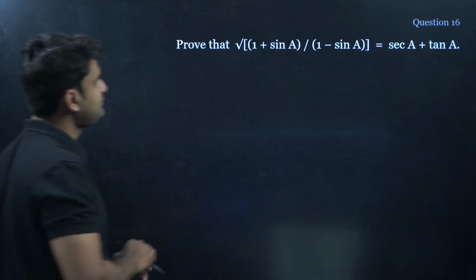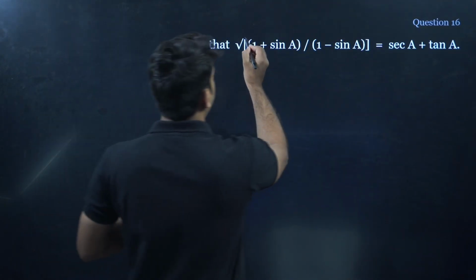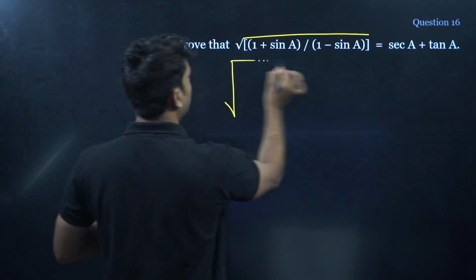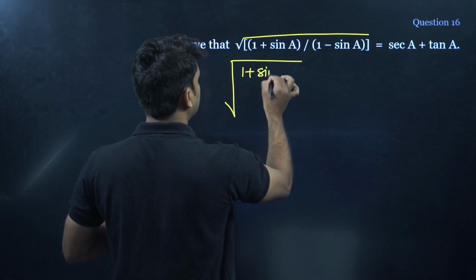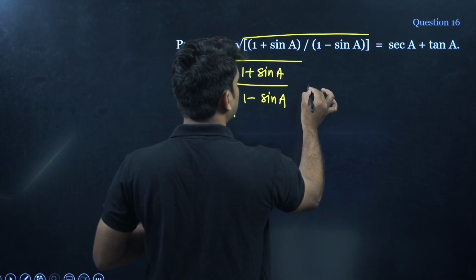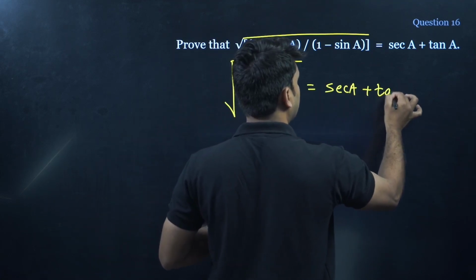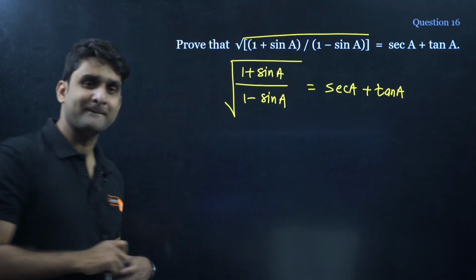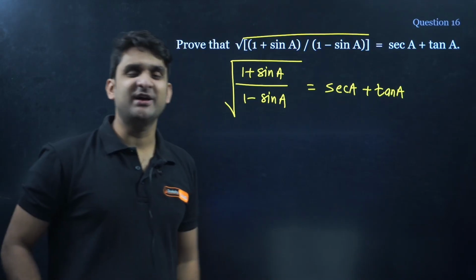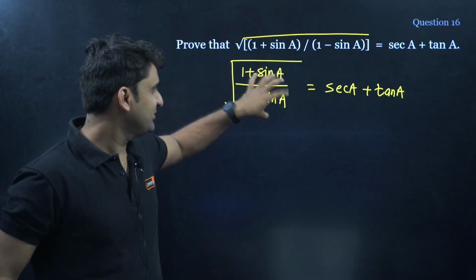Moving ahead. Look at the next question, guys. So this is entire root. The question is root of 1 plus sin A divided by 1 minus sin A is equal to sec A plus tan A. Guys, this is the question. RHS, LHS. It is a little challenging to convert this function in this format, but we can convert doing some modification into this.